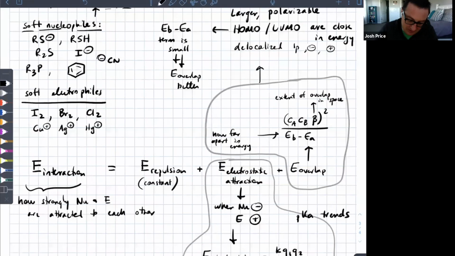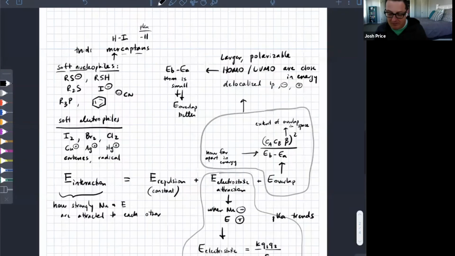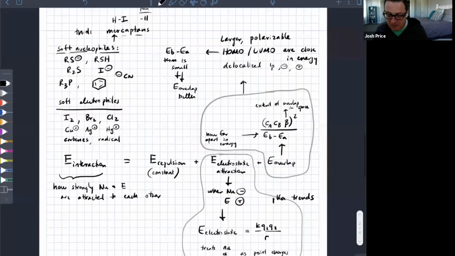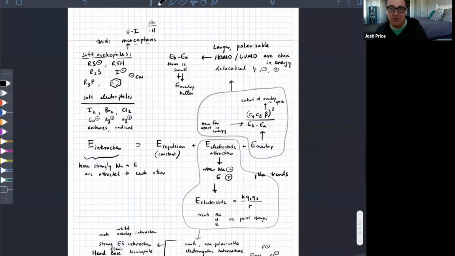Also on this list would be included carbenes, and actually radicals can sometimes be considered soft electrophiles. Okay, so there's nothing to memorize here. I just feel like I've heard people talk about this before, and I never really understood it myself. So I feel like it's useful to see that there are two different ways to be a good nucleophile.